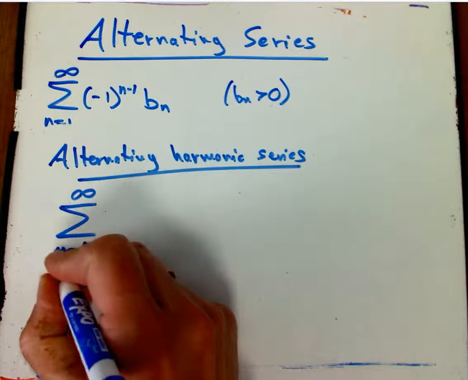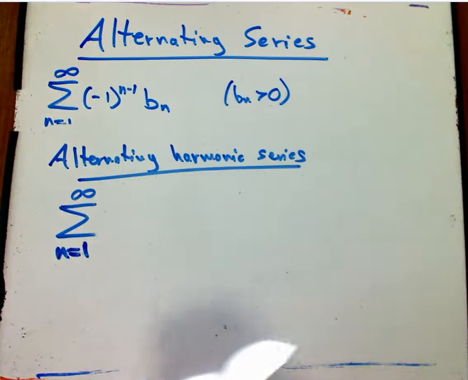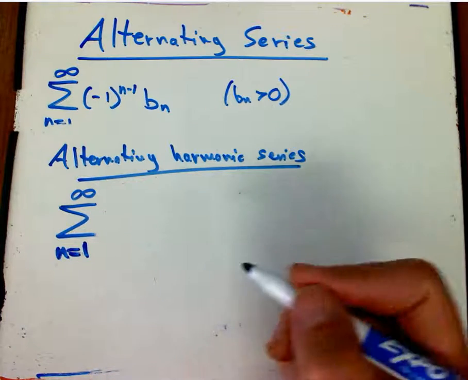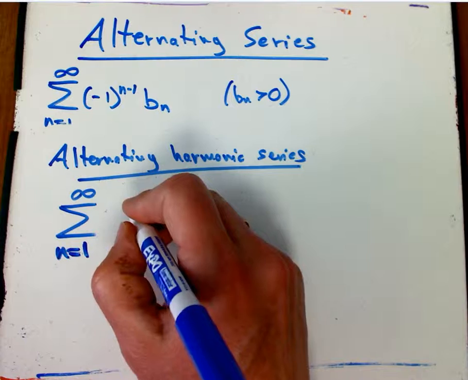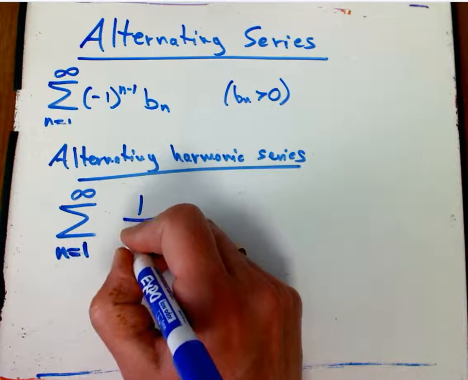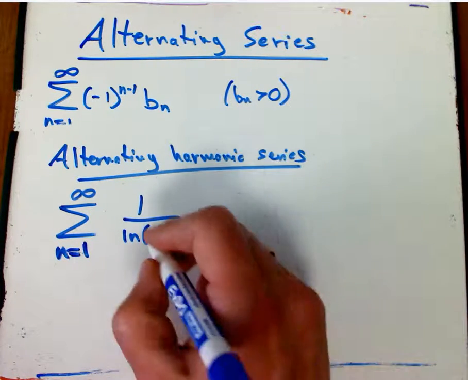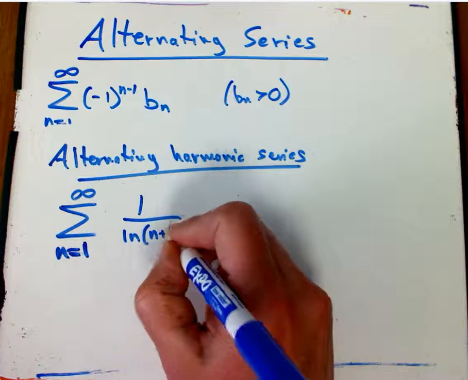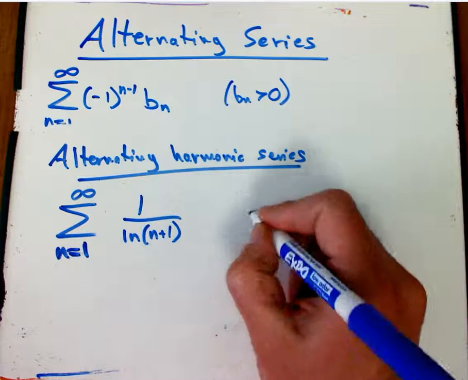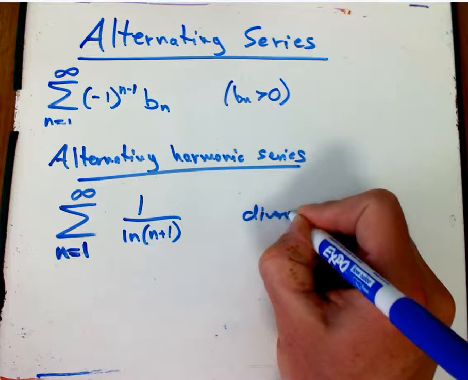And a cool thing is, fairly soon we'll be able to figure out what the actual sum of the alternating harmonic series is. It's a very nice special number. Oh, okay, and now I think I'm blocking the light better. Let's take, for example, 1 over the natural log. I don't want to do n, because then I'd have 1 over log 1, 1 over 0. But let's just do n plus 1. Okay. This guy diverges horribly.